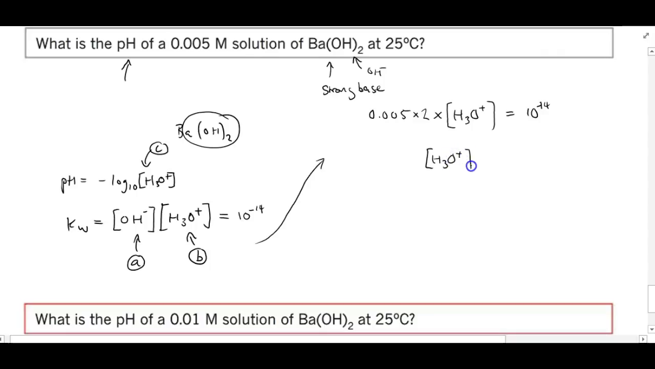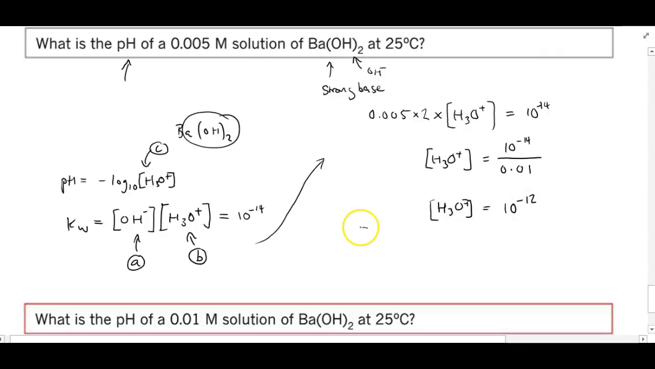H3O plus is equal to 10 to the minus 14 over 0.01, if you times that by 2. So that's going to be 10 to the minus 12. Now, if you know your pHs, you'd know straight away that this is pH 12. But you should show it with your formula.